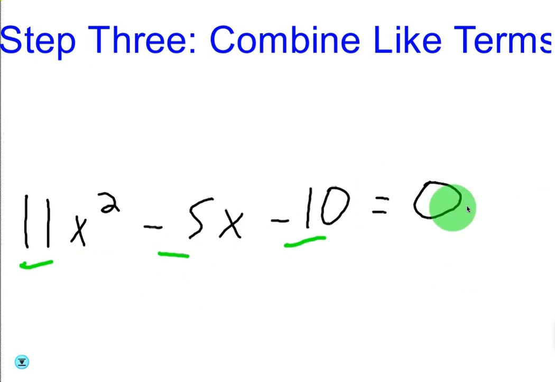And why do we do that? Because the quadratic formula has what in it? A, B, and C, right? And so we can easily figure out now what the A, B, and C are. A term is going to be 11, B term is going to be negative 5, C term is going to be negative 10. So again, last week we determined the discriminant.